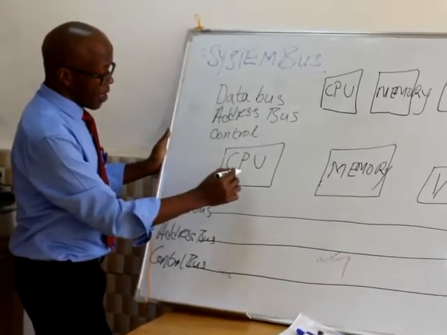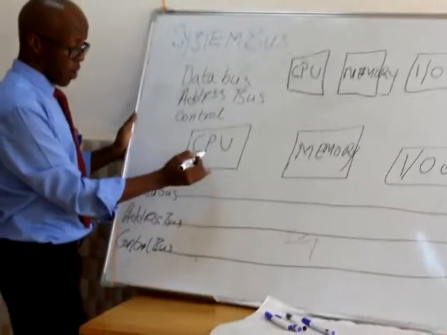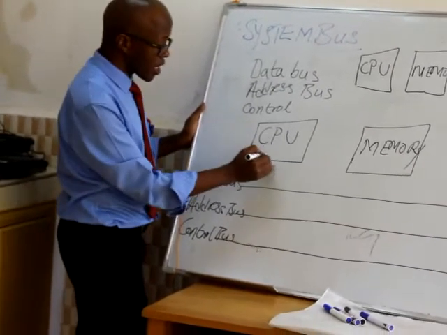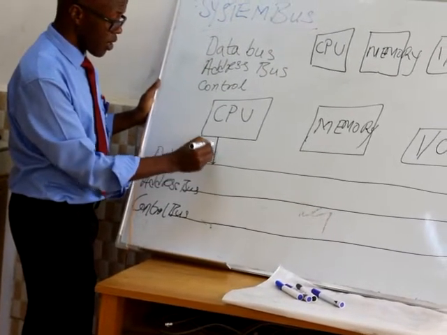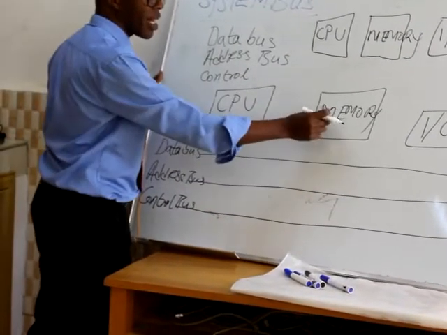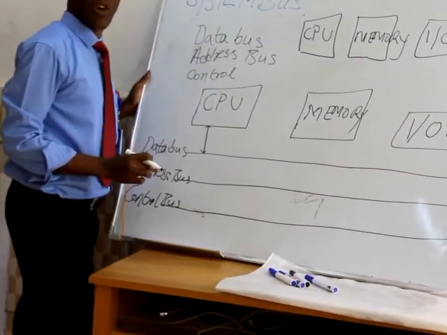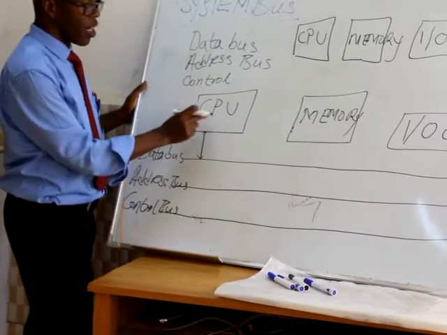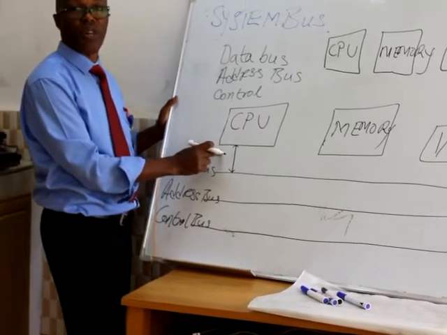Now, the movement of data between the CPU and the data bus is bidirectional, because data can be requested by the CPU, and then the CPU can send data to be written to memory or to the input-output device, and it can also come from either the memory or input-output device to the CPU. That is why it is bidirectional.